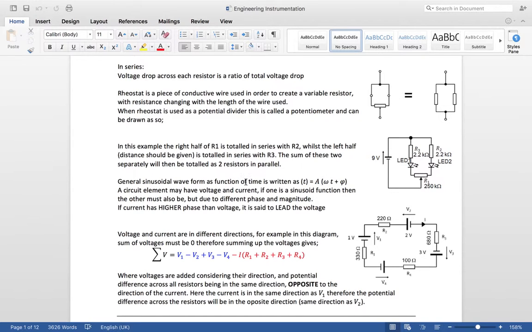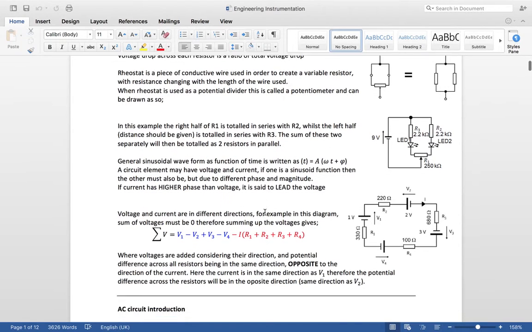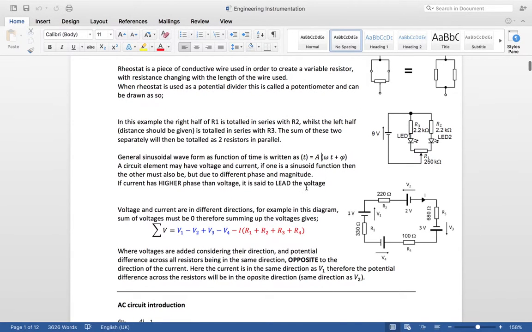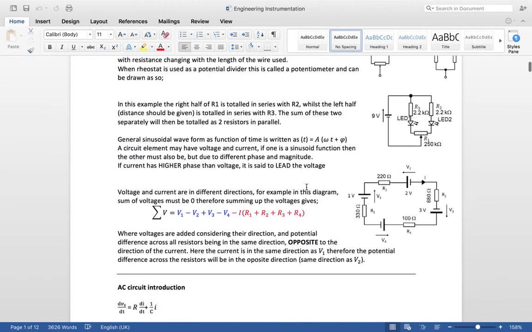A certain element may have voltage and current. If one is a sinusoidal function, then the other must also be sinusoidal, but of course with different phase and magnitude. If the current has a higher phase than the voltage, then it is said to lead the voltage. It means that the current has a higher phase than the voltage.